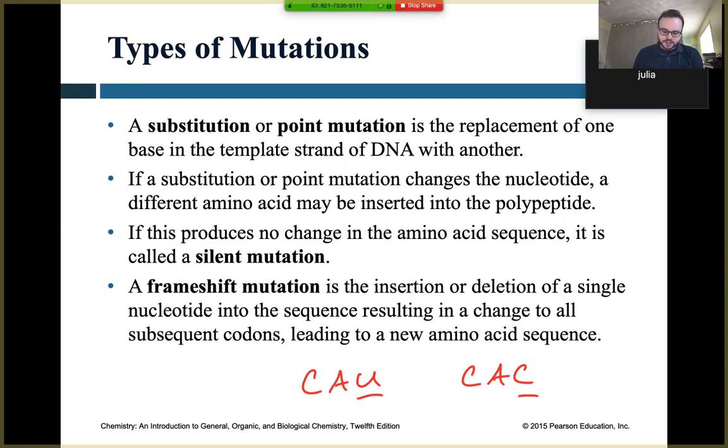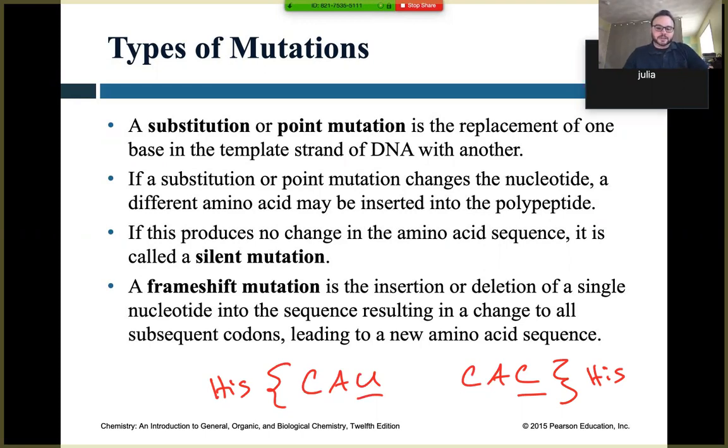A silent mutation would be something like, let me just double check so I don't give the wrong letter, would be, I believe this is true, it should be CAU and CAC, right? Yeah, I'm right on that one. Both, that is a point mutation, but both of these are codons for histidine. So it is a mutation because the U was mutated to a C, but when your body reads it out, it both turns into a histidine. So that would be a silent mutation.